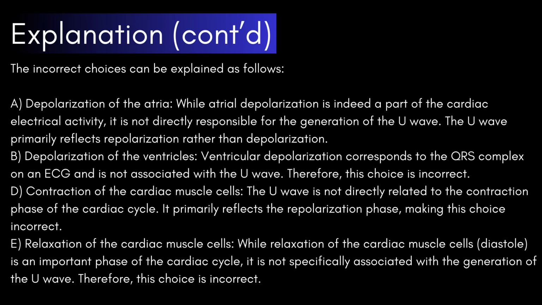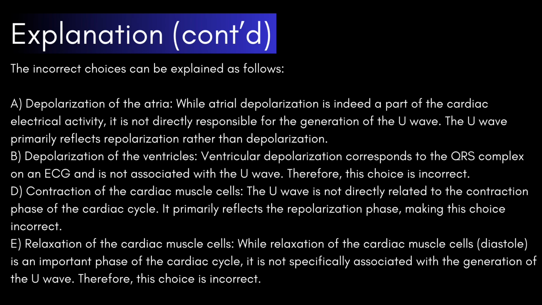E. Relaxation of the cardiac muscle cells. While relaxation of the cardiac muscle cells, diastole, is an important phase of the cardiac cycle, it is not specifically associated with the generation of the U wave. Therefore, this choice is incorrect.